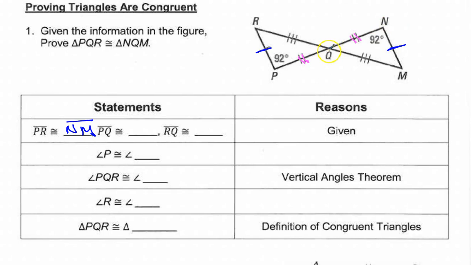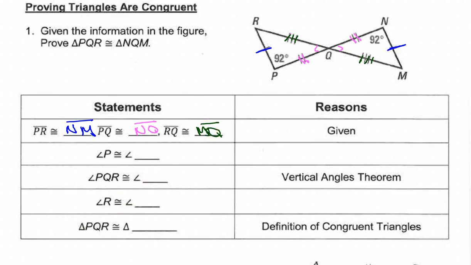Should we call it NQ or QN? Well, P to Q, using vertical angles theorem, we need to go from N to Q. And lastly, they gave us the third side is congruent, third pair of congruent corresponding sides, I should say. So they called it segment RQ, so we have to call it MQ. So that's corresponding appropriately.